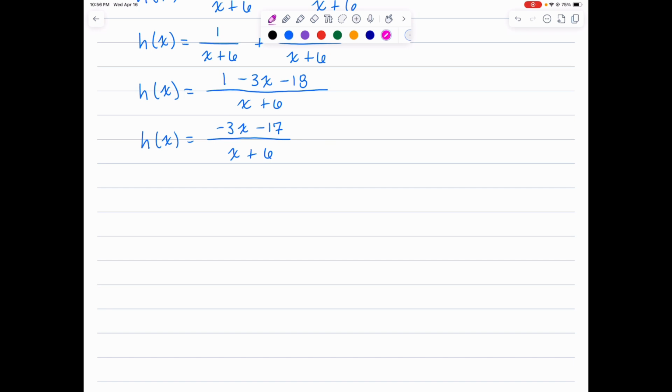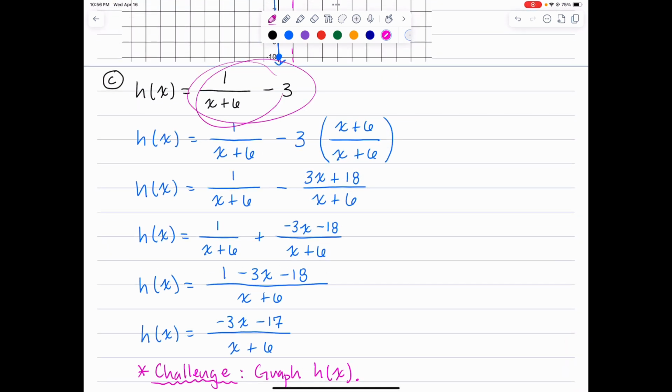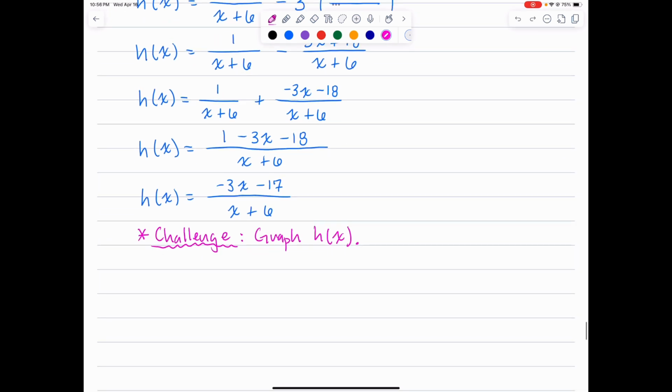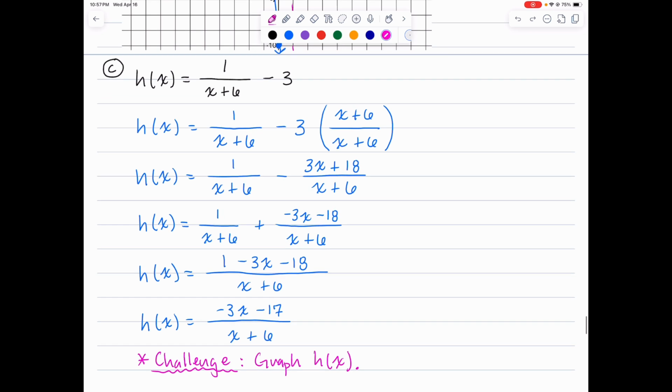And then your challenge is to graph h of x. But what I want you to see is that we started with this, which was going to be difficult to graph. So instead, we were able to convert it into a single fraction. So hopefully that will help you.